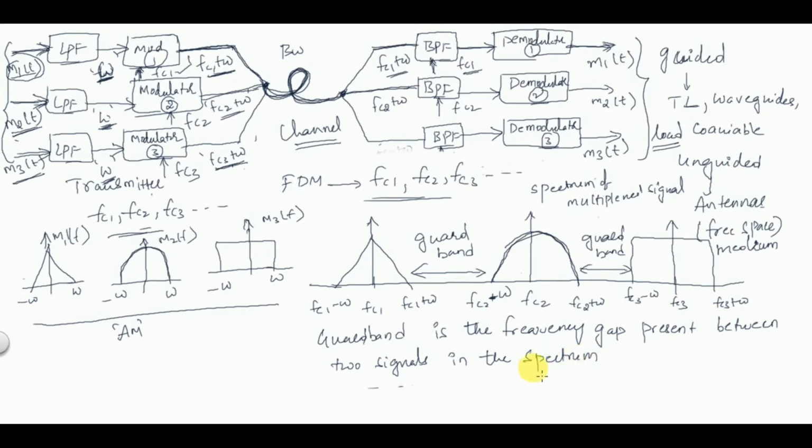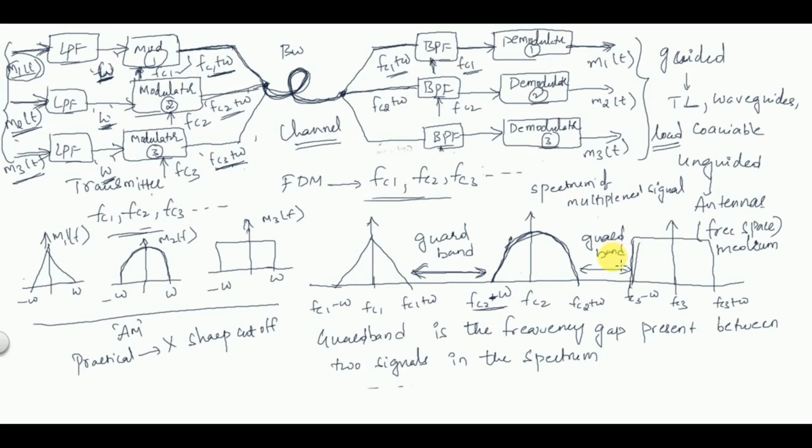Okay, so when you draw the spectrum, the frequency gap present between two signals is called the guard band. So why is this guard band required? Because practical filters do not have sharp cutoff frequencies. Sharp cutoff frequencies are not possible. That means the gain is decreasing: until fc2 minus W there is some gain, and suddenly it cannot become 0. So suddenly it cannot drop like this.